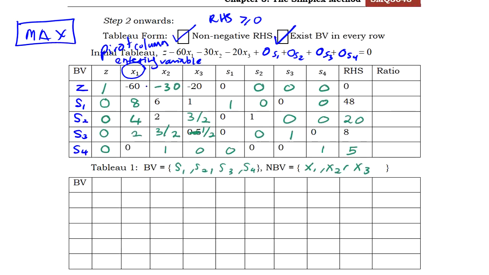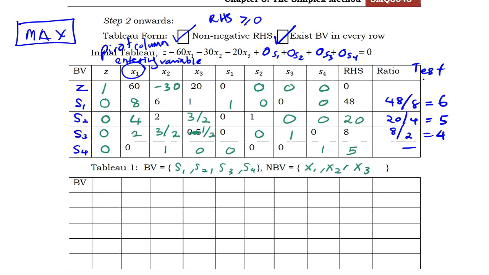So 48 over 8, we have 6. For the second row, 20 over 4 equals 5, and then 8 over 2 equals 4, and then 5 over 0. For this case, there's no value, so just put a dash.